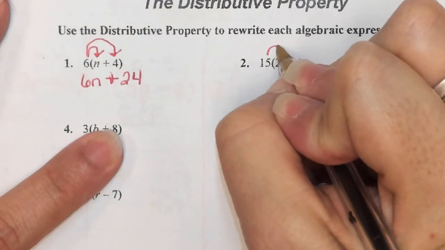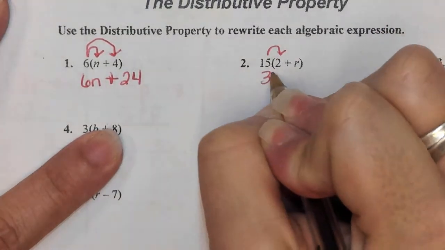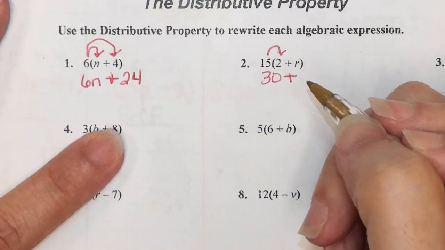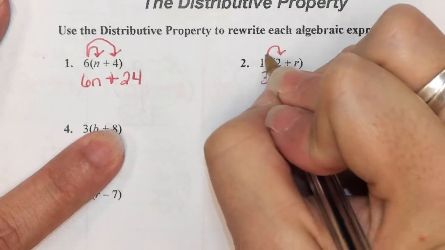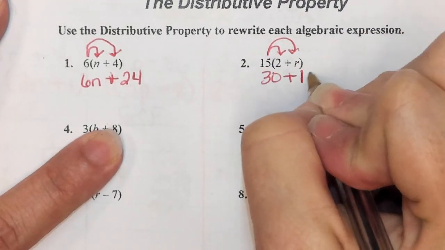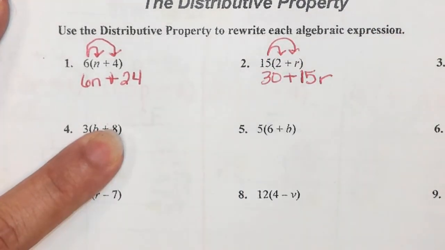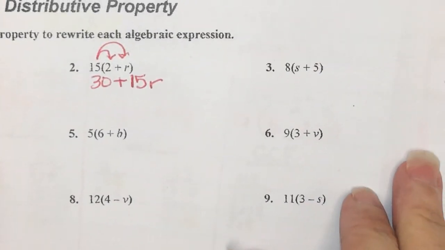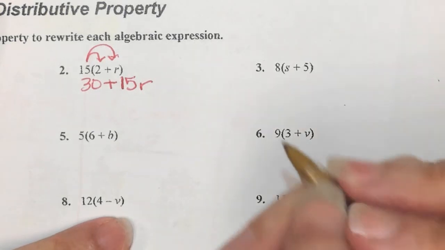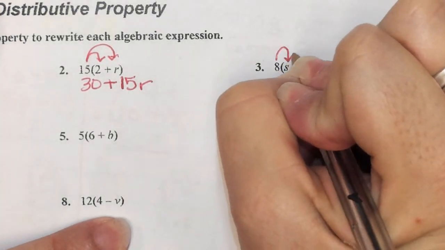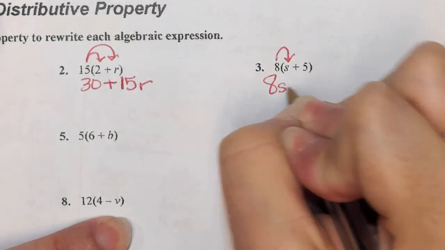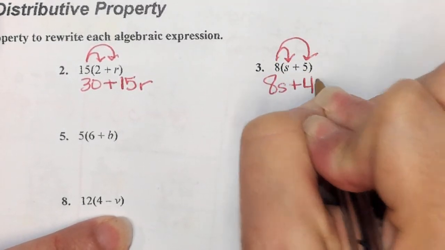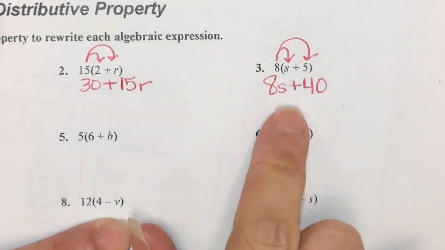15 times 2 is 30. Bring down the plus sign. 15 times r is 15r. You got it. Okay, number 3. Be careful with that S, that it stays looking like an S. 8 times S is 8S plus 40. You got it.